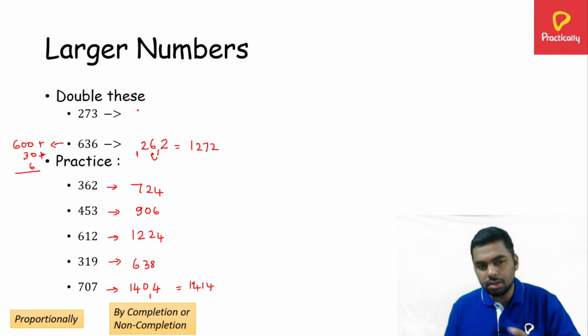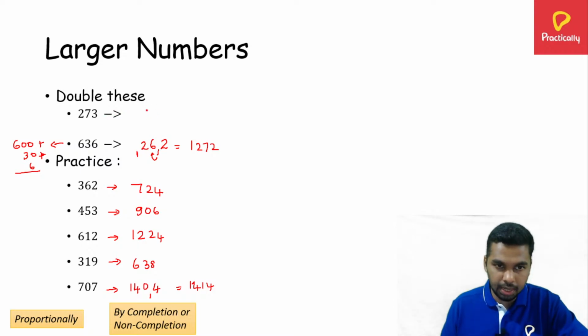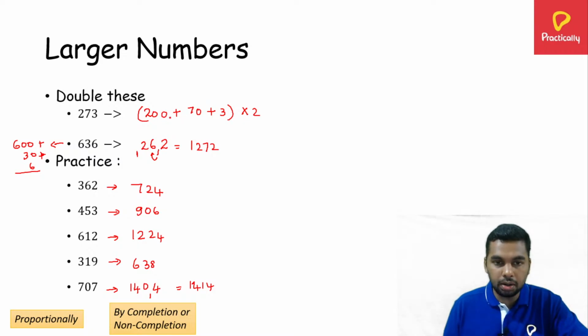So the number splitting method is fairly direct. Number splitting says that you can write the number 273 as 200 plus 70 plus 3. Now doubling means you have to multiply by 2. So double each part. Double of 200 becomes 400. Double of 70 is 140. Double of 3 is 6. So the answer is 546.